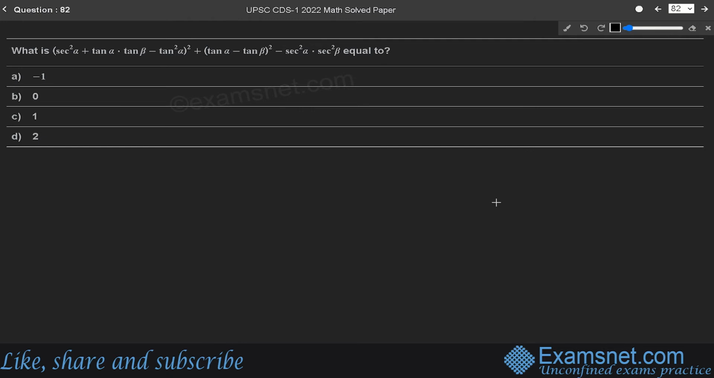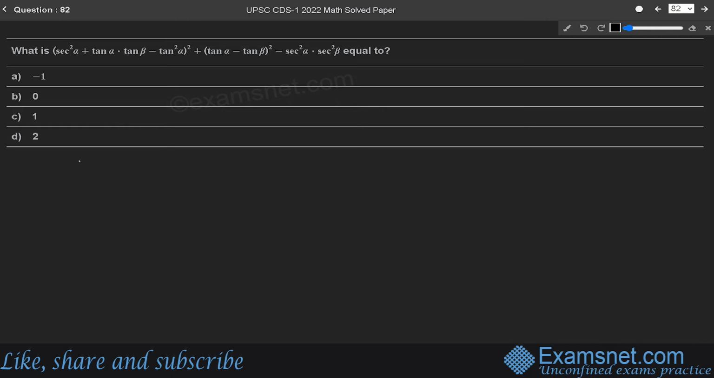Next question is, what is sec square alpha plus tan alpha into tan beta minus tan square alpha whole square plus tan alpha minus tan beta whole square minus sec square alpha into sec square beta equal to? It is a trigonometric question and to solve this there is a shortcut trick, and the trick is, we know the condition for alpha and beta is not given. So we can take any value of alpha and beta.